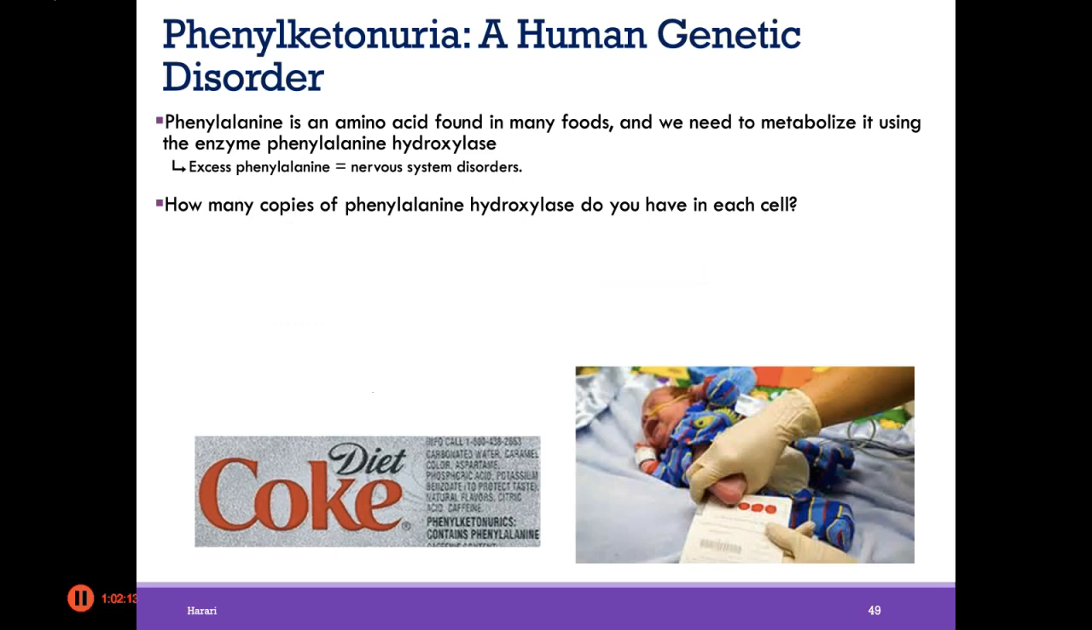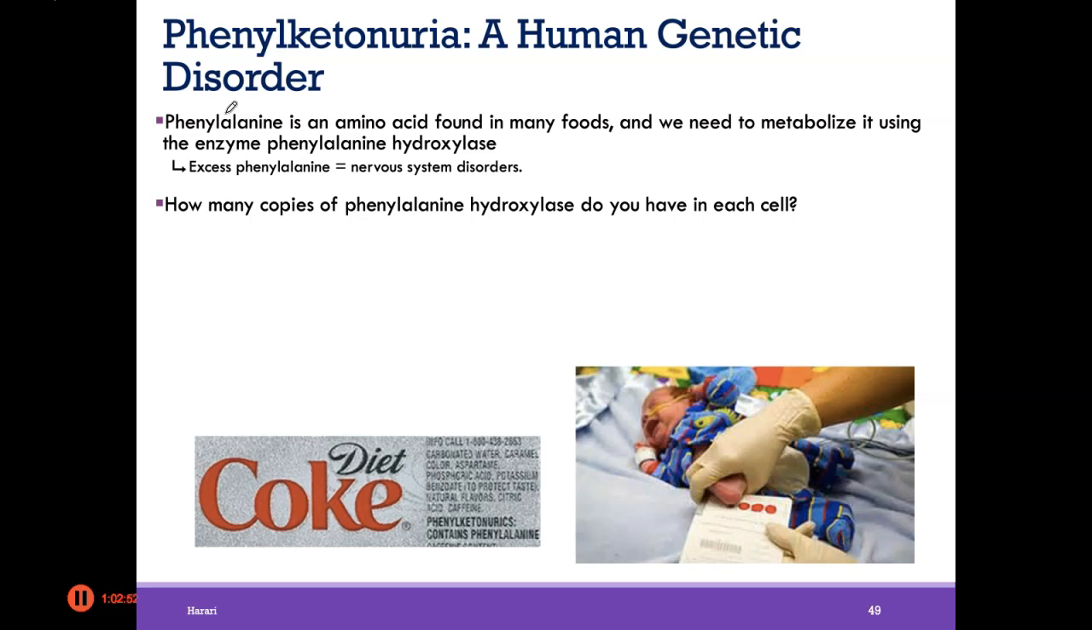So let's take a break from plants and talk about human genetics. Phenylketonuria is a human genetic disorder. Phenylalanine is one of the 20 amino acids naturally found, and phenylalanine is found in many foods. So most of us break it down using an enzyme called phenylalanine hydroxylase, and we have no problem at all. However, some people have a mutation in this enzyme, so phenylalanine cannot be broken down. And if there's too much phenylalanine, there can be nervous system disorders. That's where phenylketonuria results from.